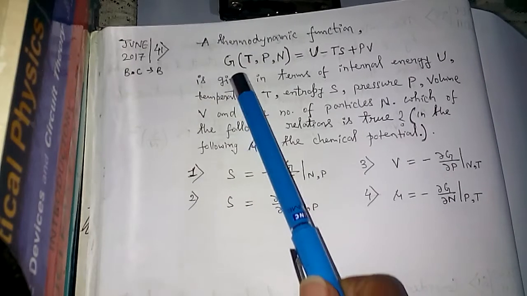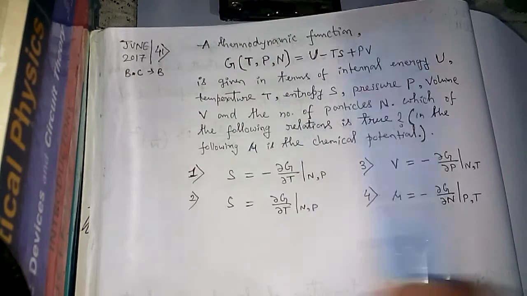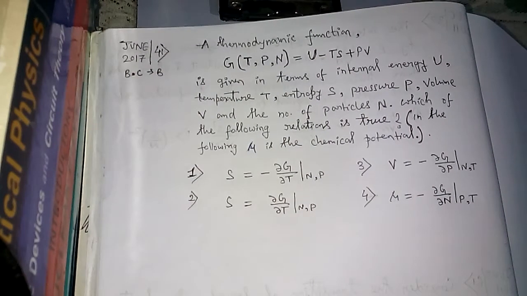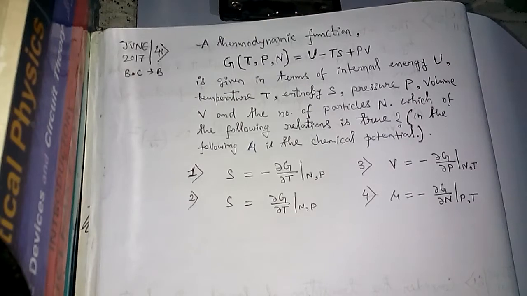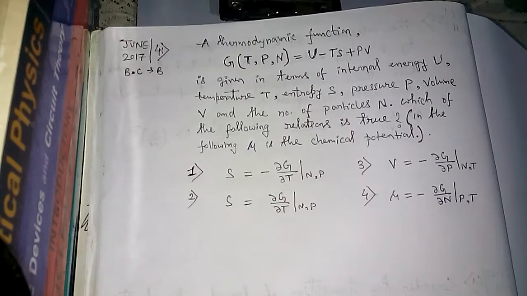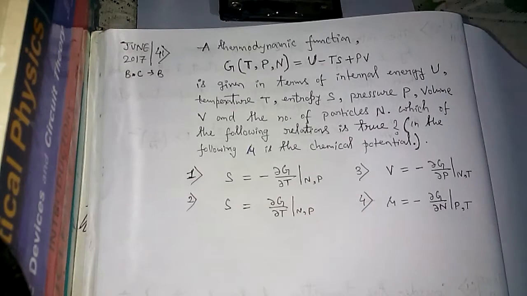We need to find. This is G. G is what? Gibbs free energy. It is one of the thermodynamic potential energies. We know basically four thermodynamic potential energies are there: internal energy, enthalpy, Helmholtz free energy, and Gibbs free energy. And we also know that for each potential, there are two relations possible, and each relation is a first order derivative.